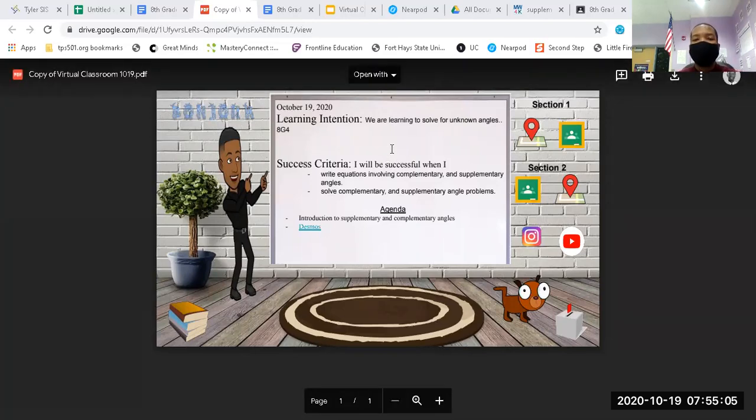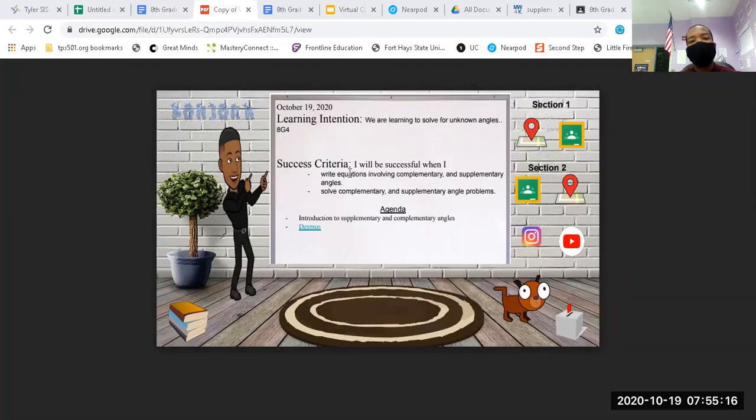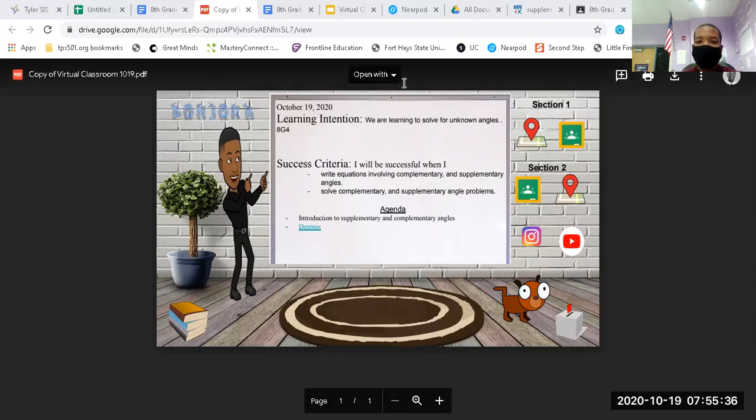So our learning intention states that we are learning to solve for unknown angles. That is focusing on standard 8G4. And then down here for success criteria, there are two things on there. The first one says, I will be successful when I can, supposed to say can, write equations involving complementary and supplementary angles. And the other one states that I will be successful when I can solve complementary and supplementary angles. After we go through that, then we'll do some Desmos activity. And then we will do some questions.